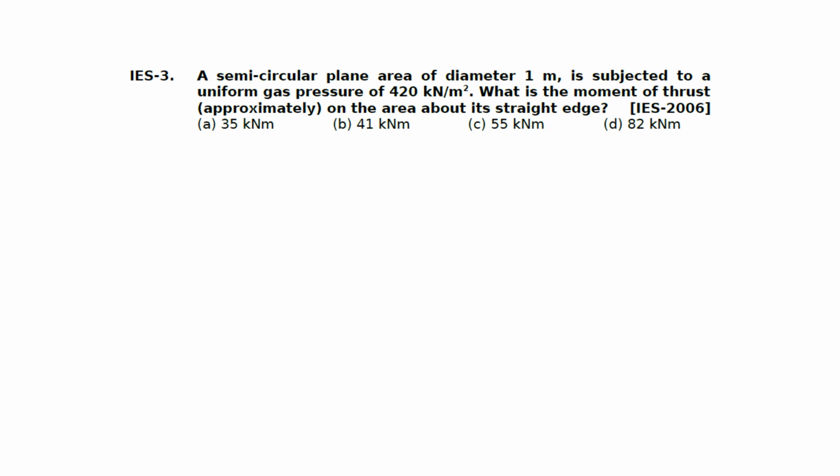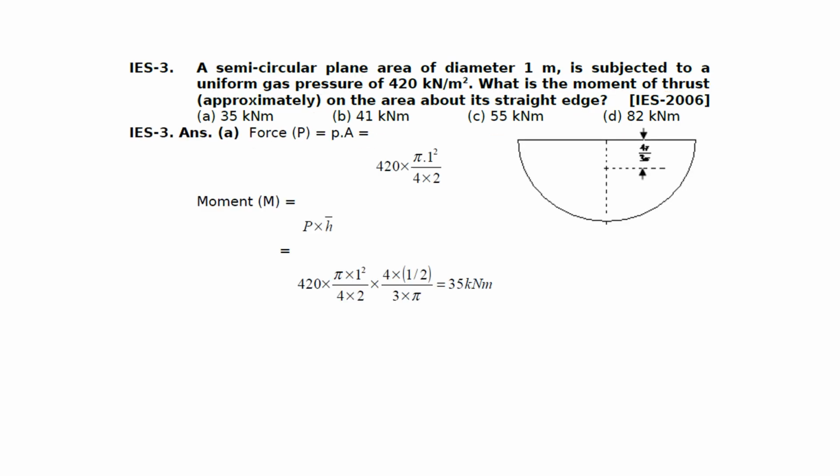Next question, it's a numerical question. A semicircular plane area of diameter 1 meter is subjected to a uniform gas pressure of 420 kilonewton per meter square. What is the moment of thrust approximately on the area about the straight edge? These are the options. Let's see how to solve this. The semicircle is given in the problem.